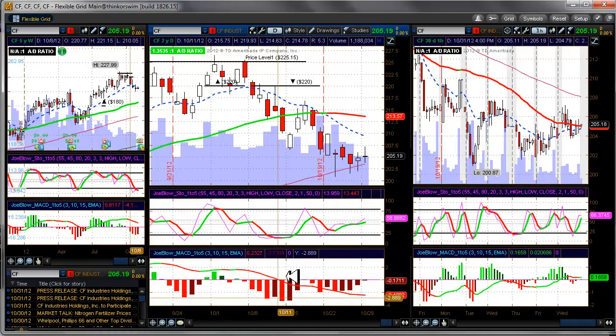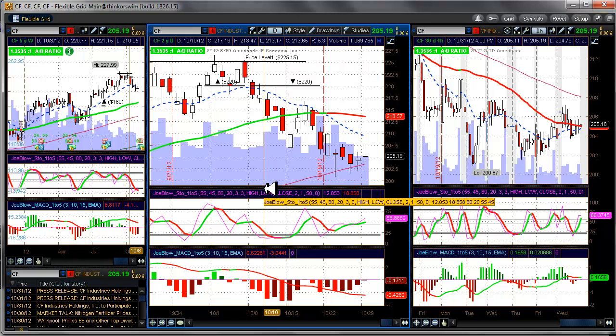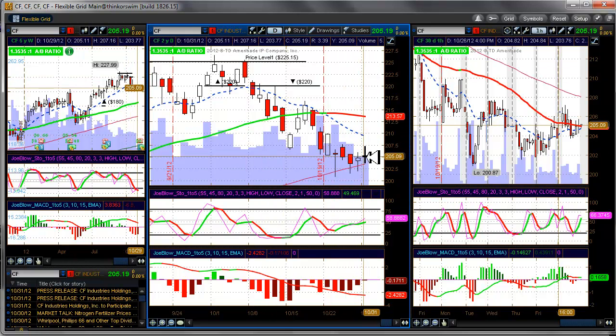CF Industries, there's no play here. Nothing going on. We're in a downtrend, but this is not a very strong move up. But you just never know what's going to happen during the day, so maybe there might be something coming up in the next day or two here.